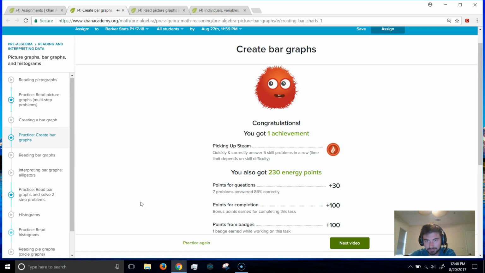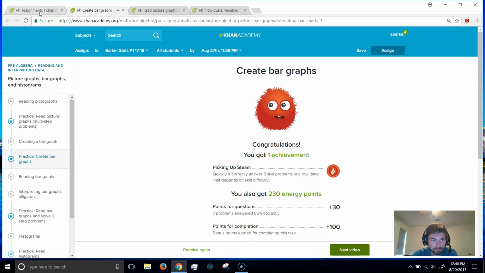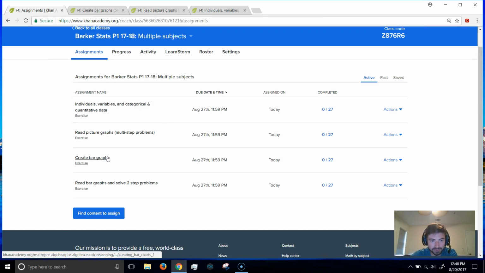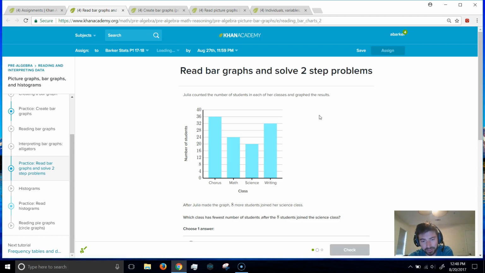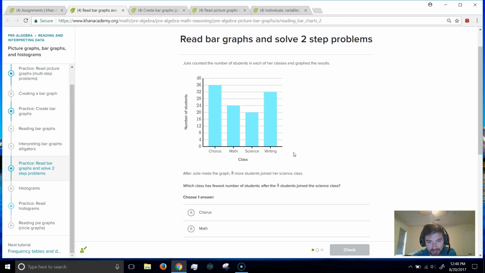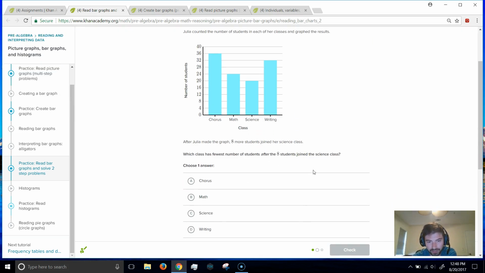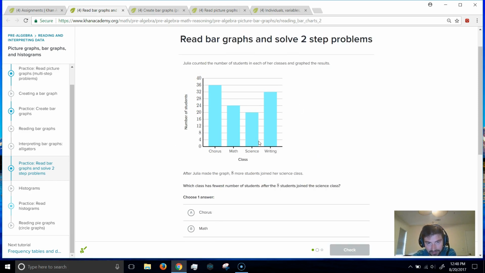So go back to the creating bar graphs, and then read bar graphs and solve 2-step problems. I'm going through these really quickly. I do not expect you guys to be able to go through these this quickly. Even if you think they're somewhat easy, it's really easy to make careless mistakes. So don't be too frustrated if you're doing like 20 of these. Eventually, you'll be better at not making careless mistakes.